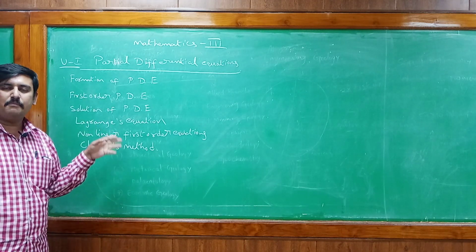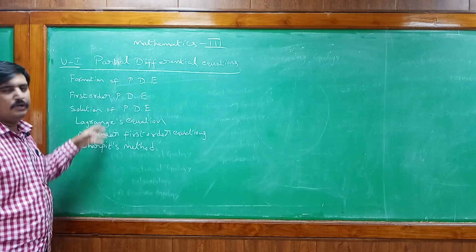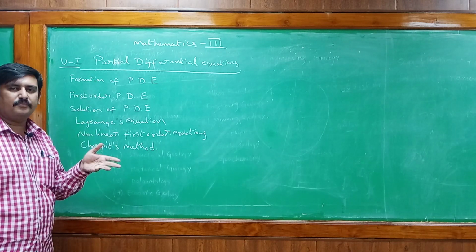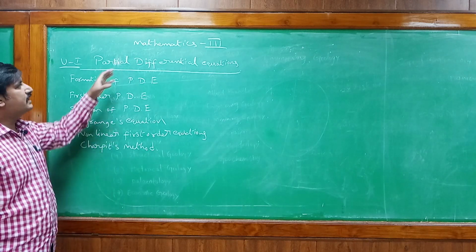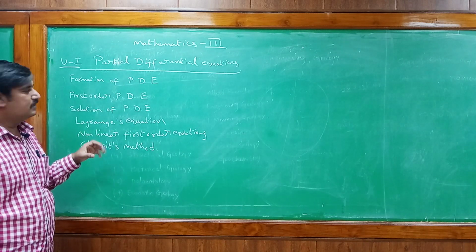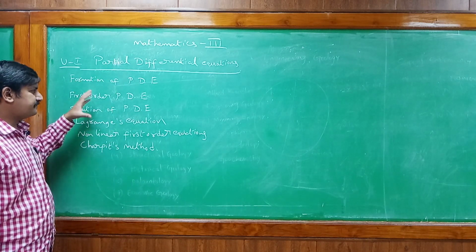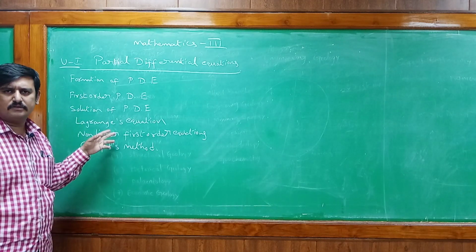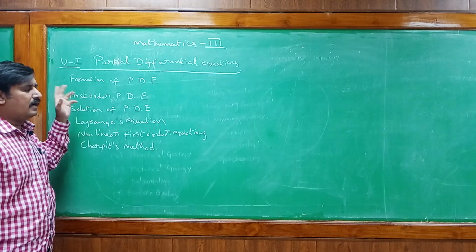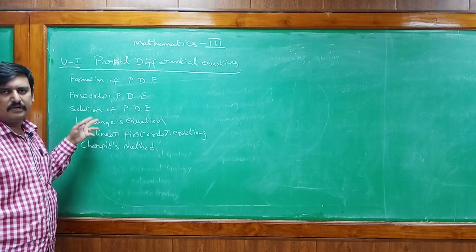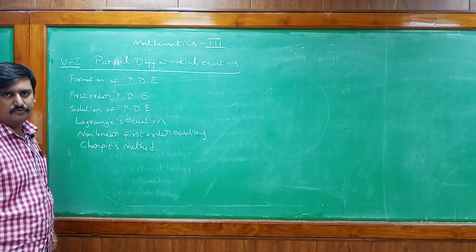And coming to the marks, you already know we have 5 units in each and every subject. So in Mathematics 3 also we have 5 units. Each unit is divided into long answer questions and short answer questions. So 2-mark questions will come, and 5-mark questions, 2 will come.